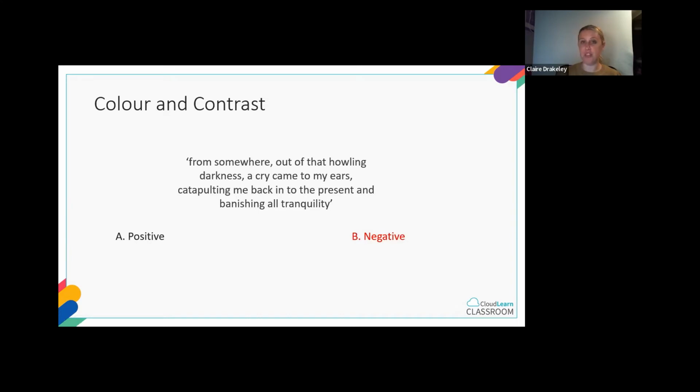So in this example, the light was good. It was positive. It was safe. And the dark is negative and it's bad and it's scary.